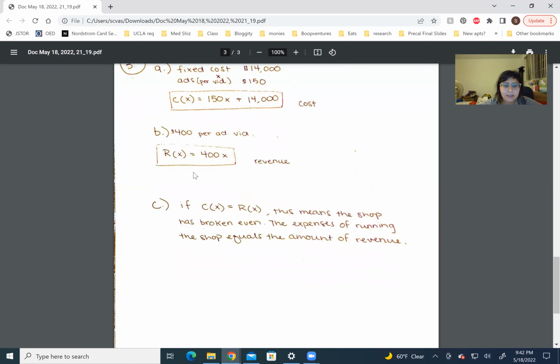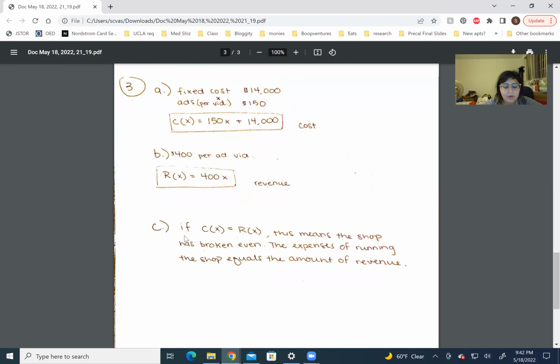And so C asked us what does it mean if the cost function is equal to the revenue function. So if the cost function is equal to the revenue function, it means that the shop has completely broken even, and that the expenses of running the shop equal the amount of the revenue. So they've broken even in cost and revenue, and just keeping the shop open evens out how much they make. And that's not taking anything else into account. I would assume you'd have to pay people, but maybe that's a part of the fixed cost.